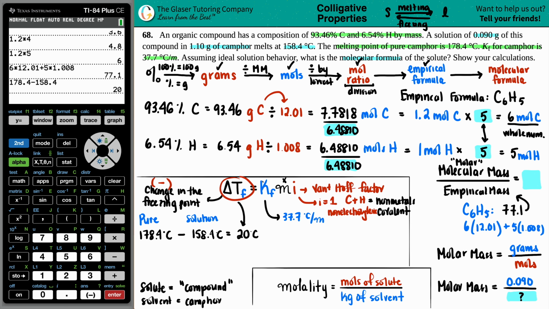Now I have my delta TF, my KF, my I value. I can solve for the molality. Let's go for it. So I got 20 equals 37.7 times X. And then if you want to, we can times by the 1, but anything times by 1 is itself, so you don't have to worry about it. Basically, you want to get X by itself. So you will divide on both sides by 37.7.